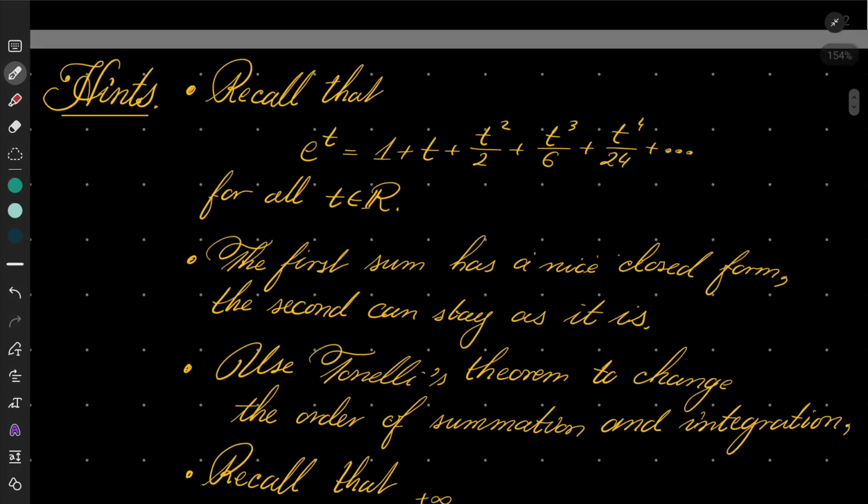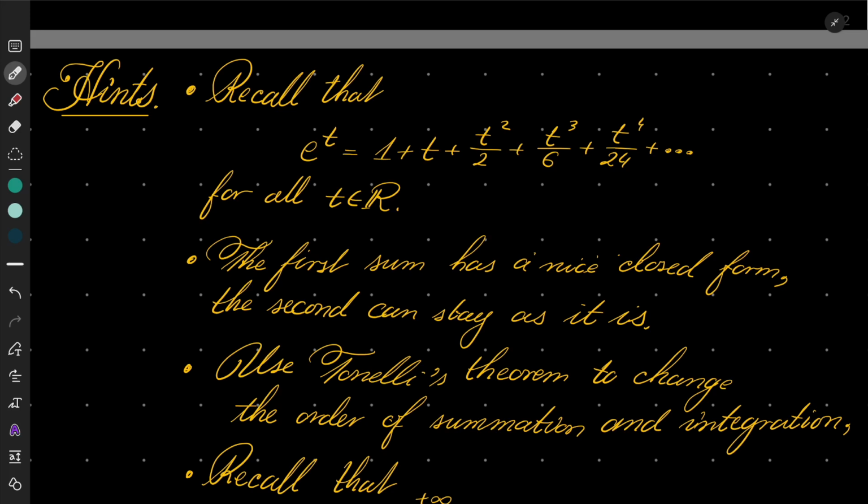First of all, recall the Taylor series expansion for the exponential function: e to the power of t can be expanded as 1 plus t plus t squared over 2 and so on. We have factorials in the denominators. Next hint, the first series has a nice closed form, and the second can stay as it is for now.